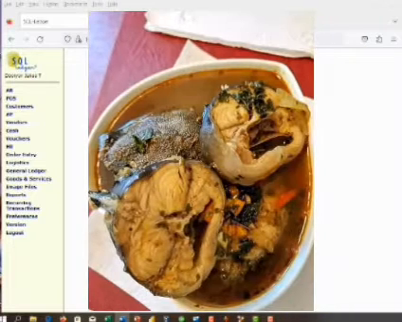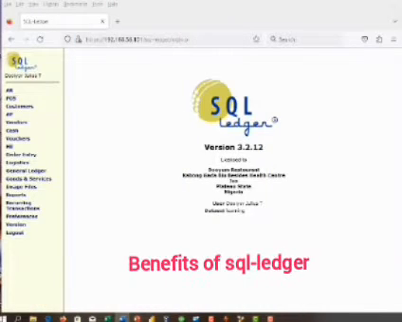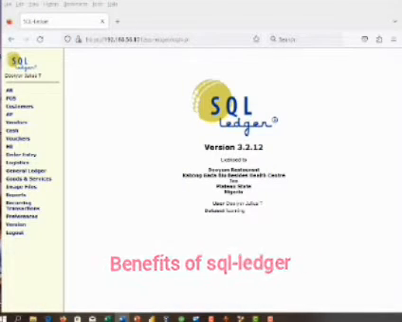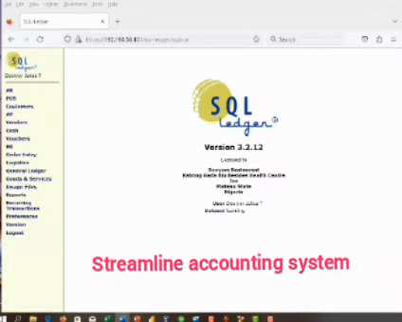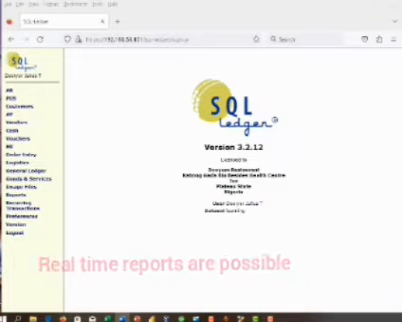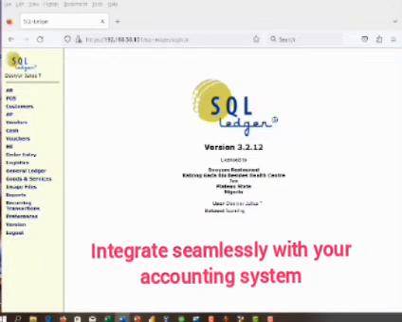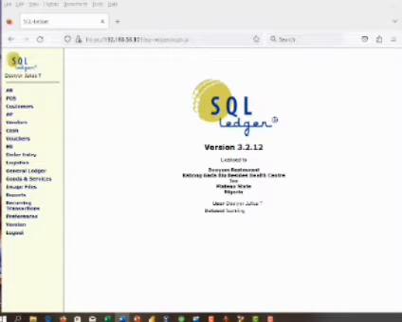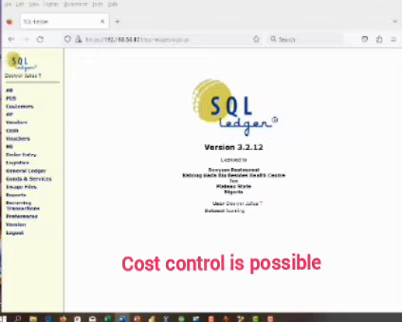The benefit to be gained from using sql-ledger, among many, is that your accounting system will be streamlined. You can get your reports in real time, and you can integrate seamlessly with your existing business to stay in business. It will make it very easy for you, and it will enhance cost control. This is very, very important.